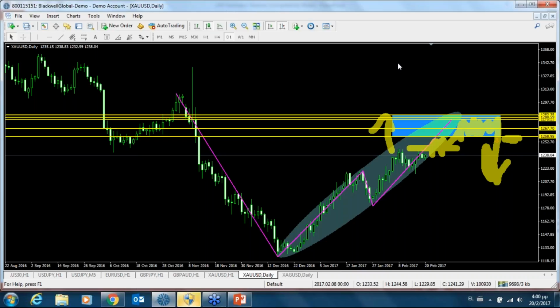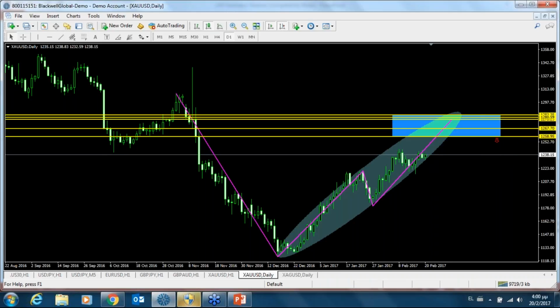Okay, so you will find a lot of zigzagging and corrections to the downside also, but then it's the up and down that would build that zigzag to the upside for the gold on the daily chart. Okay. All right.